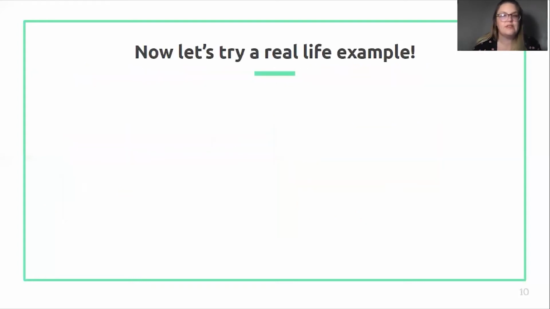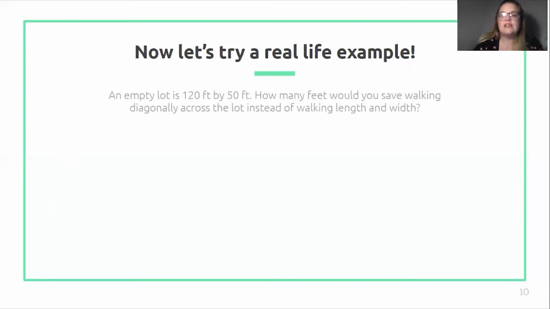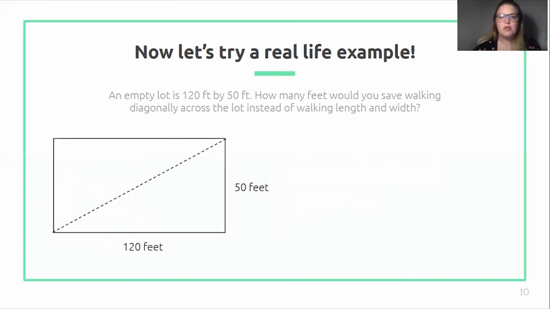Let's try another real life example. An empty lot is 120 feet by 50 feet. How many feet would you save walking diagonally across the lot instead of walking the length and the width? The first thing we can do is draw a picture to help us see what we're talking about. If we have an empty lot, it's a rectangle. The long side is 120 feet and the short side is 50 feet. If we wanted to walk diagonally across it instead of walking around the edges, how many feet would we be walking is what we're looking for.